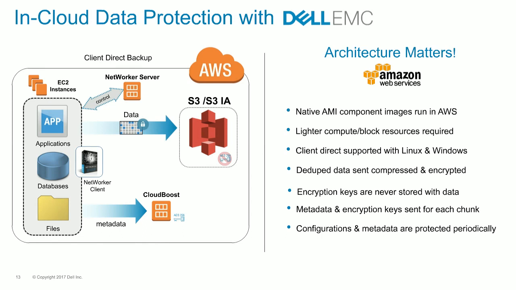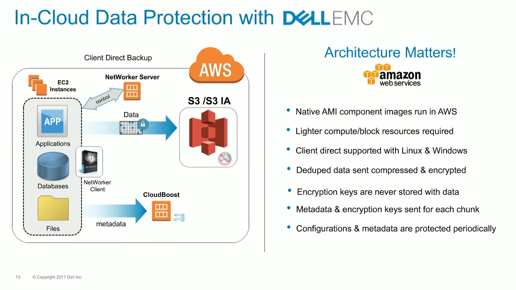So really, it's backing up using the technology that's been given to you by AWS. There's no other software needed here apart from Networker. We have a Networker server as we would normally for the control, and we have metadata going to Cloud Boost, but all the data goes directly to S3.